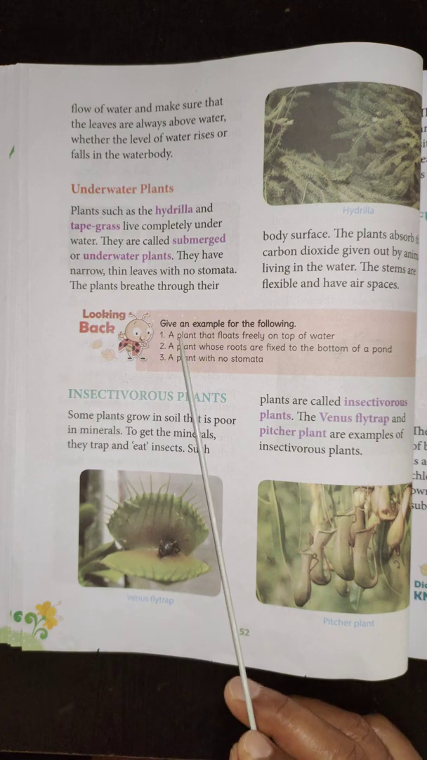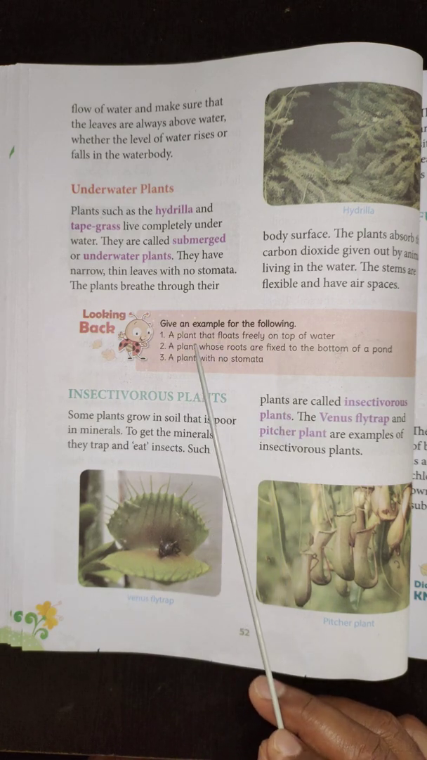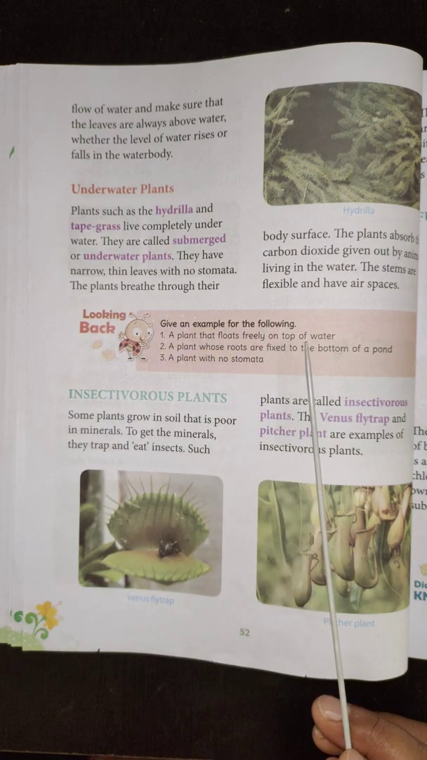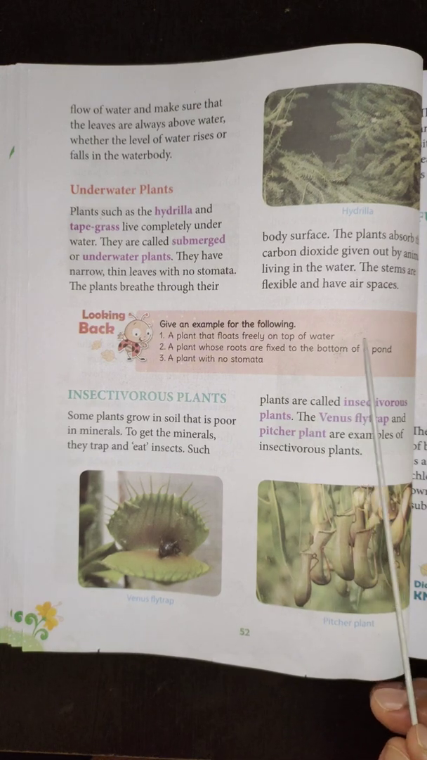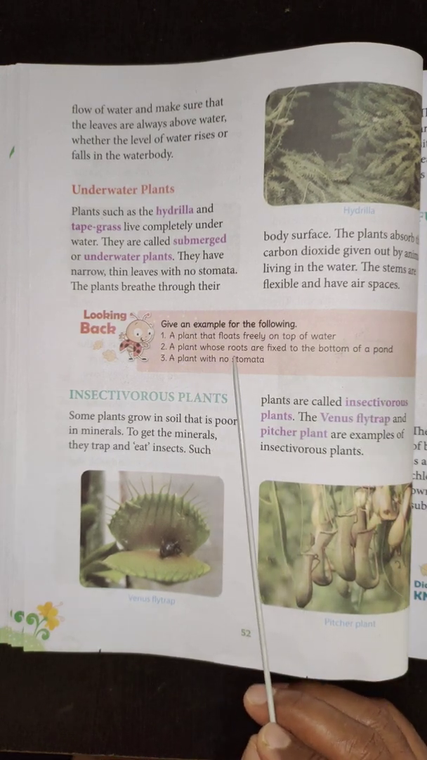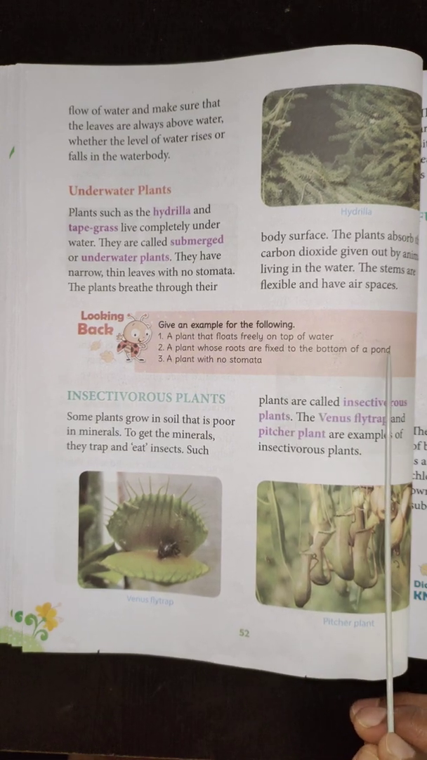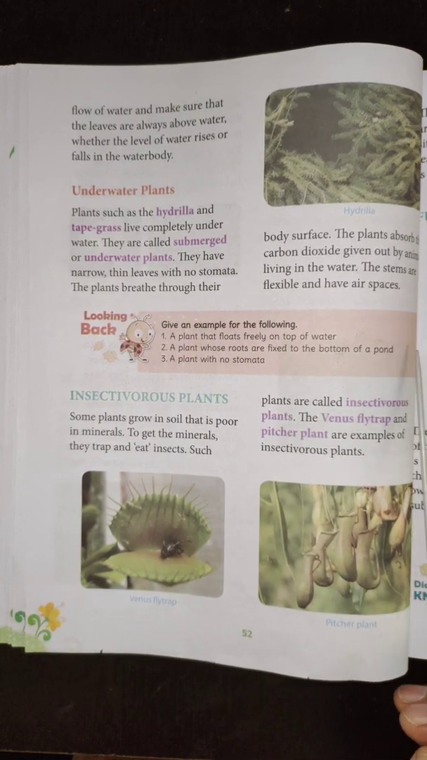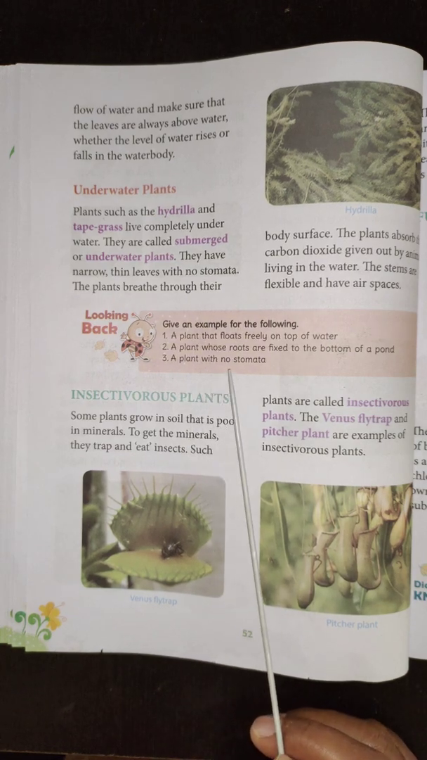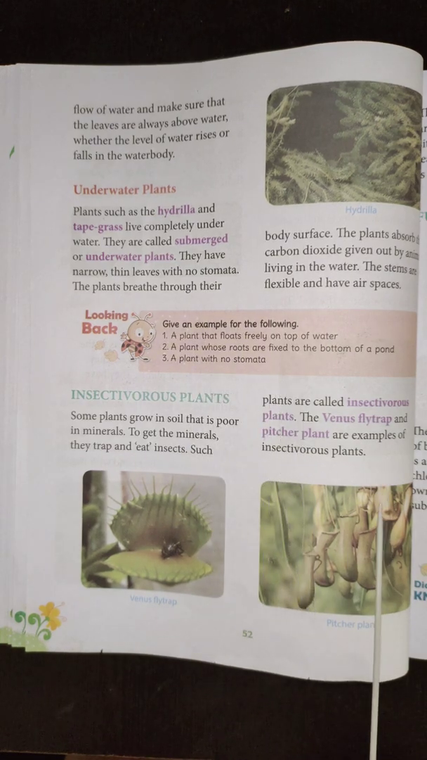Now looking back, give an example for the following. A plant that flows freely on the top of water. These are called floating plants. A plant whose roots are fixed to the bottom of a pond. These are called fixed plants. A plant with no stomata. These are underwater plants.